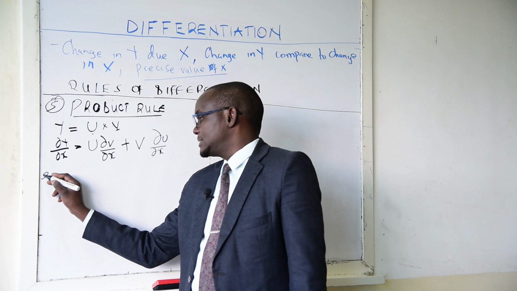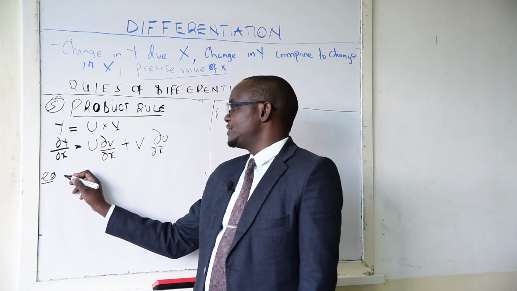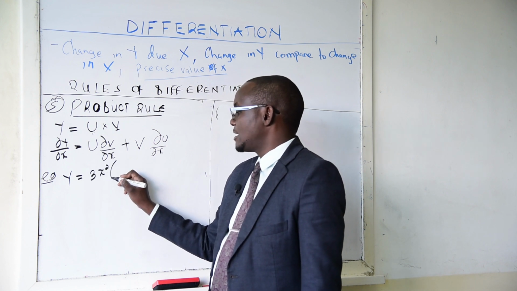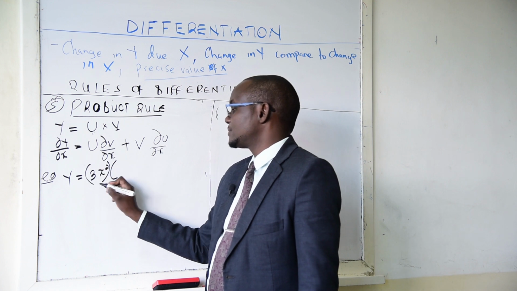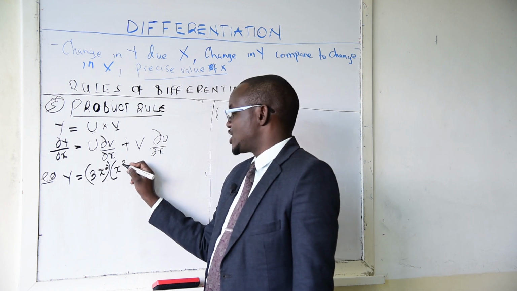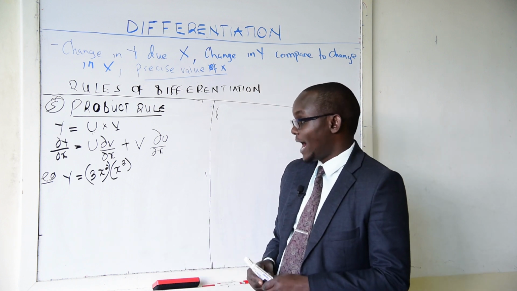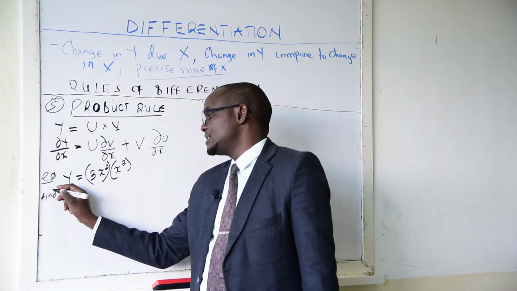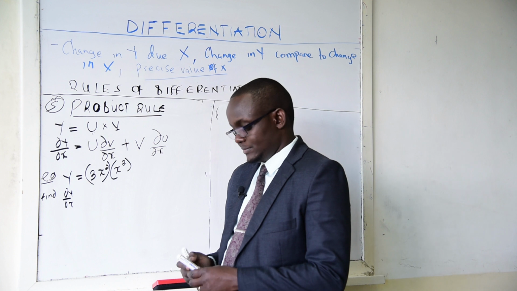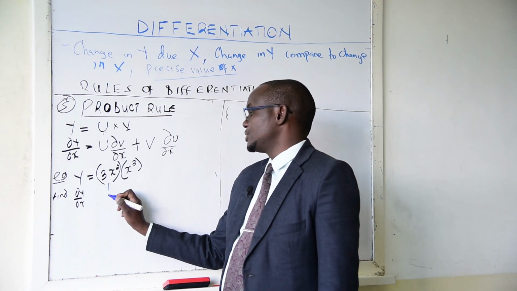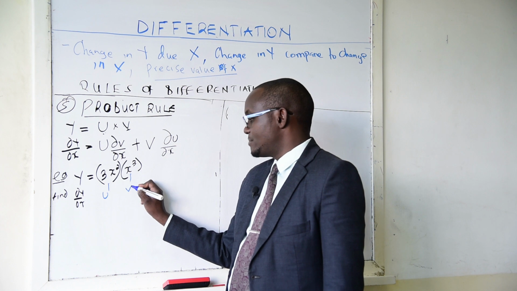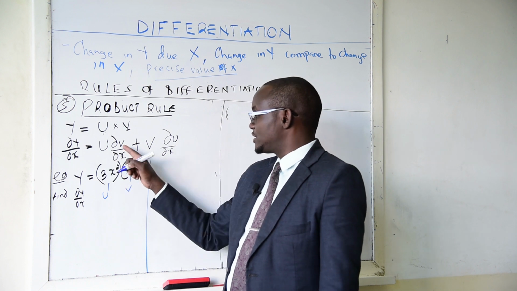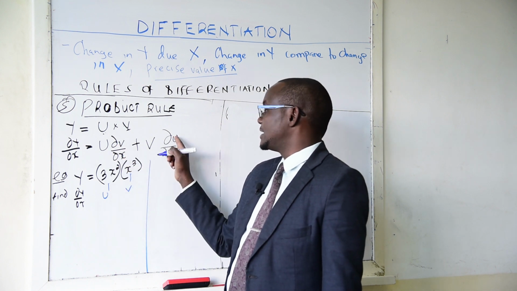Example, you can be given that y equals 3x squared in brackets, times x cubed. You are told to find dy over dx. To find this, I will let this be my u, and I will let this be my v. So what I want now is to get my dv over dx, because I already have the u, and get du over dx.